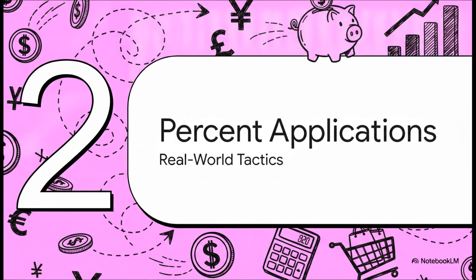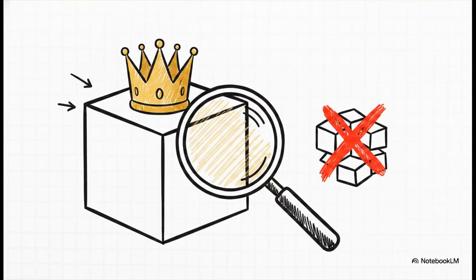Moving right along to Section 2, real-world percent applications, real-world tactics. We're taking those proportional ratios and using them to tackle real-world money problems. This is stuff you're going to use for the rest of your life. So here's the golden rule for taxes, tips, markups, and discounts. You must always identify the whole or the starting base number first before doing any math. This is where like 90% of mistakes happen. If you don't accurately identify that starting amount, your percentage calculation is going to be totally off.